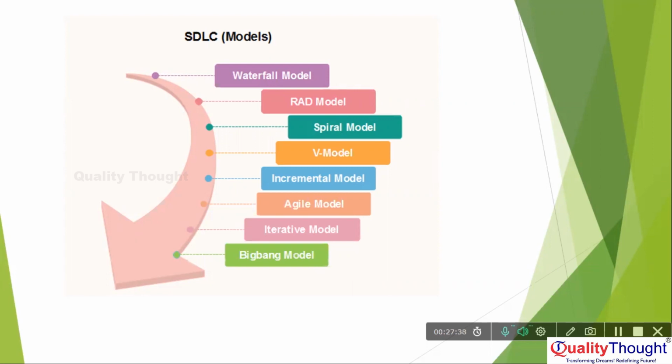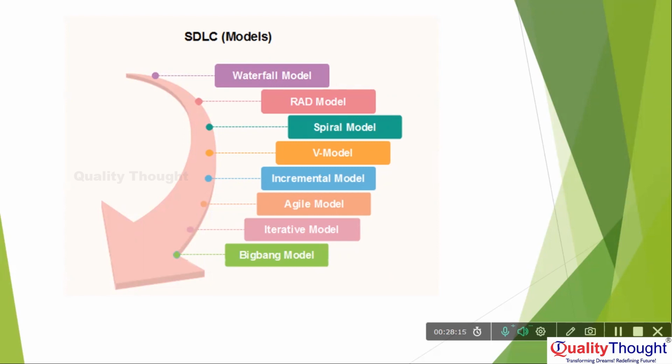Among all these models, like waterfall, RAD, spiral, V, incremental, agile, iterative, and Big Bang, these are all part of your manual testing course. I'm not going to cover these models as part of automation testing, but I'm going to cover only two models. One is the waterfall model, and the other is the agile model, because these are the commonly used models across organizations. Out of 100 companies, 95% work in either agile or the waterfall model.